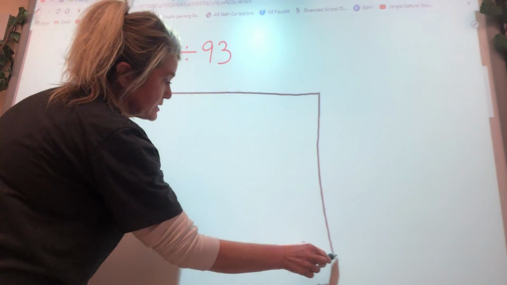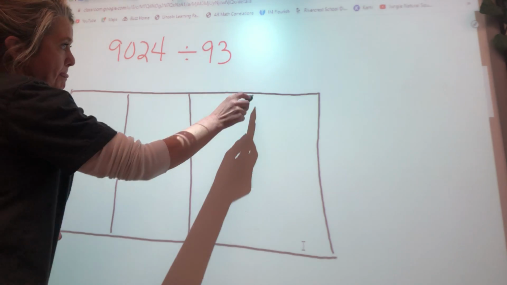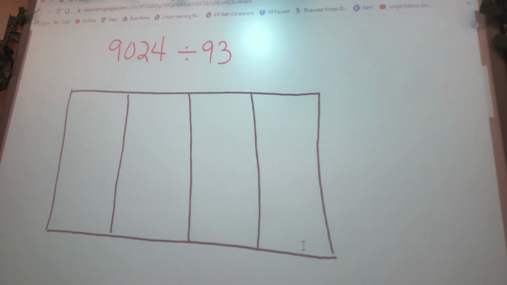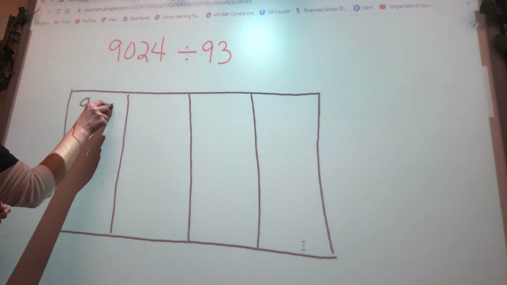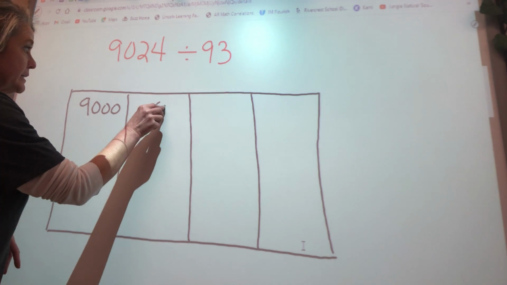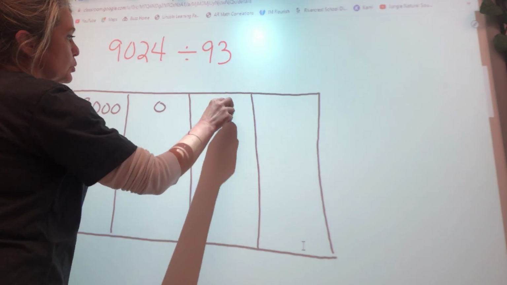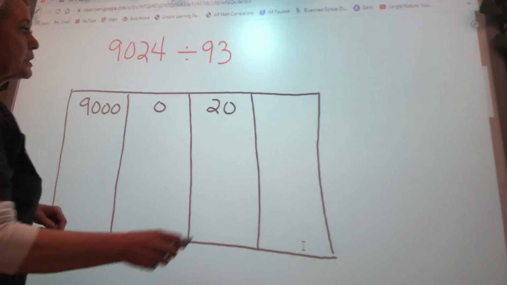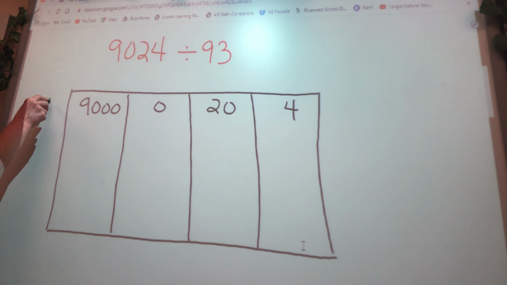My dividend has 4 numbers, so I know I would need 4 boxes. And then I break it down by place value. I have 9,000. In the hundreds place, I don't have anything, so I don't have any hundreds. In the tens place, I have a 2, so I have 20. And in the ones place, I have 4. So 9,024. And then my divisor goes on the outside of my box.